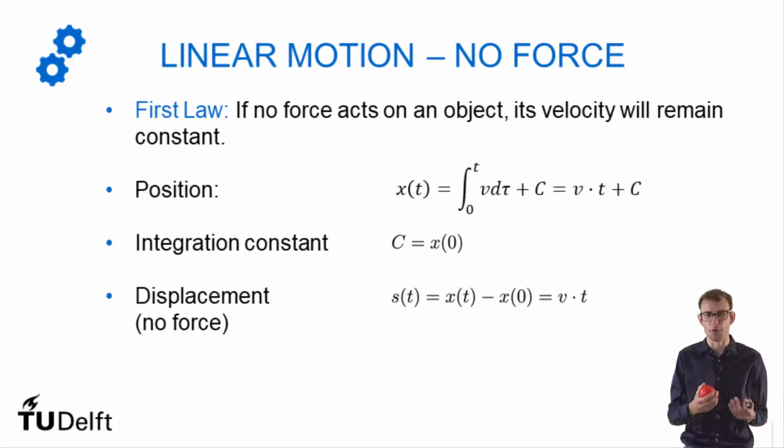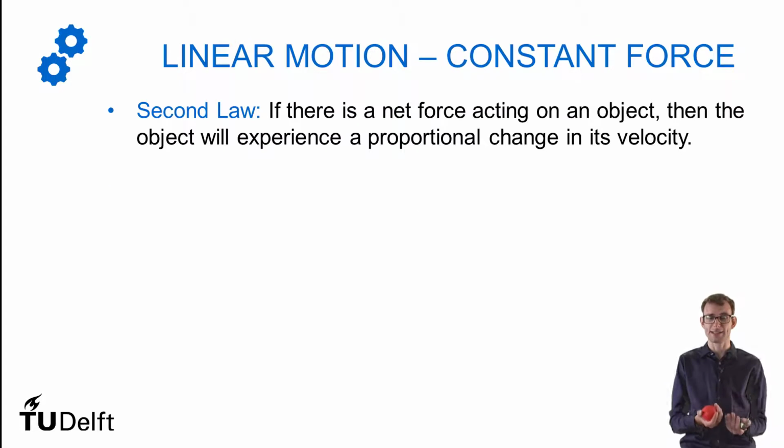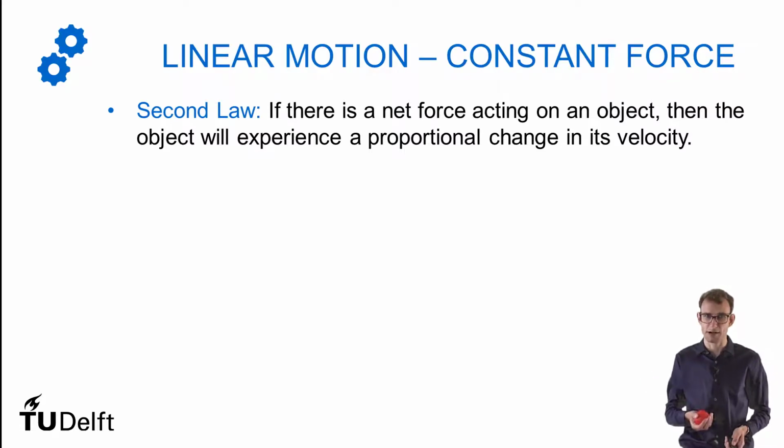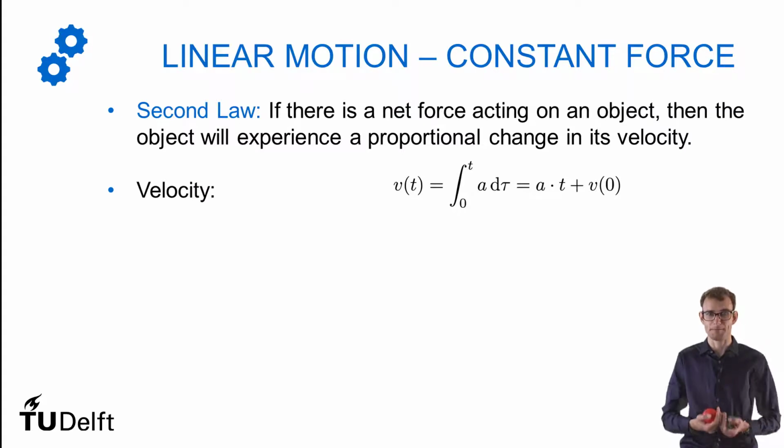All right, that was an almost trivial example. Let's make it slightly more interesting. Let's go to the second law and have a force acting on the ball. Now the velocity is no longer constant, but the acceleration is. If there's a constant force, we have a constant acceleration. And so we can find the velocity by integrating the acceleration.